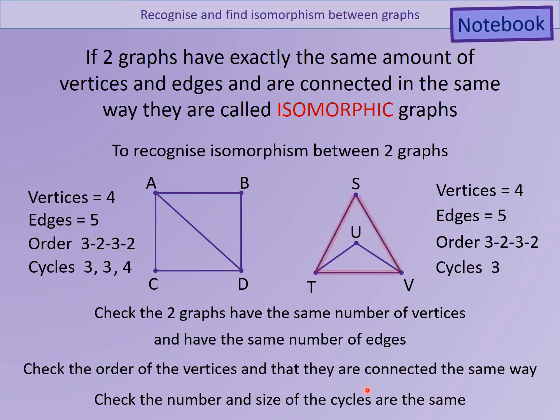This one, cycle order 3, cycle order 3, and a cycle order 4. They are definitely isomorphic because they pass those 4 checks.